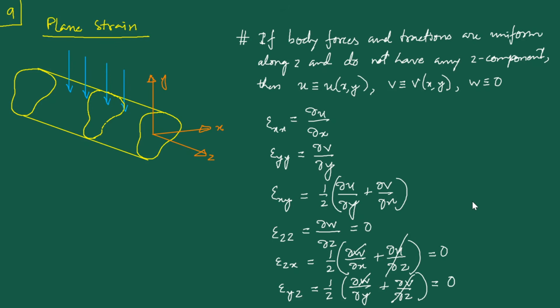Okay, so what transpires is this, that unlike the plane stress condition where the epsilon zz was not equal to 0, here it turns out that epsilon zz is 0, the epsilon zx is 0, and the epsilon yz is 0. So there is a clear-cut distinction with the plane stress condition. That's very important. So please note this.